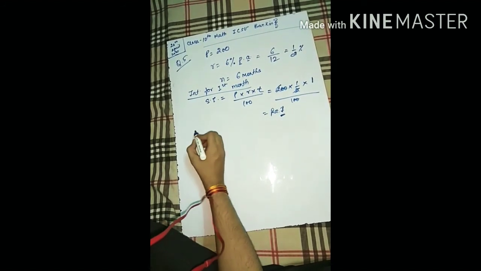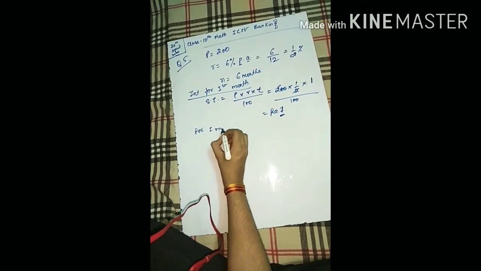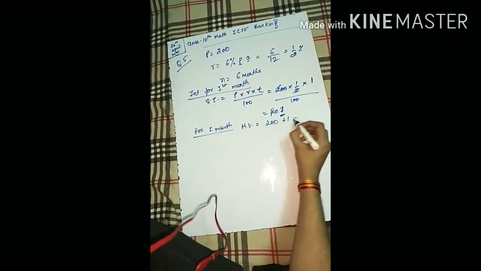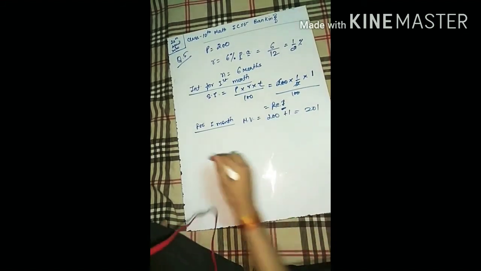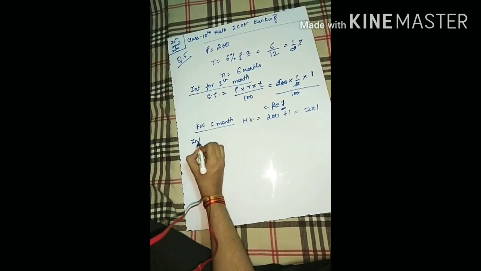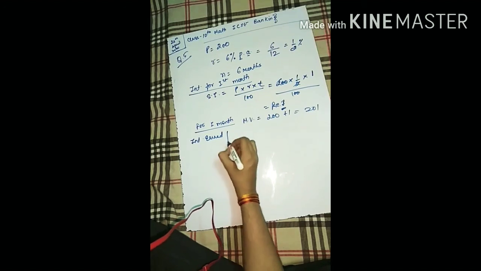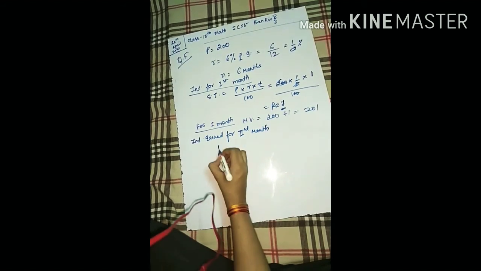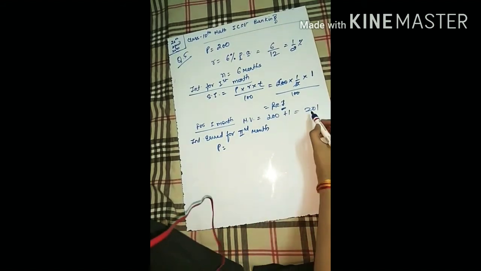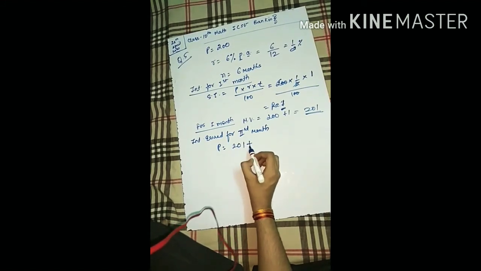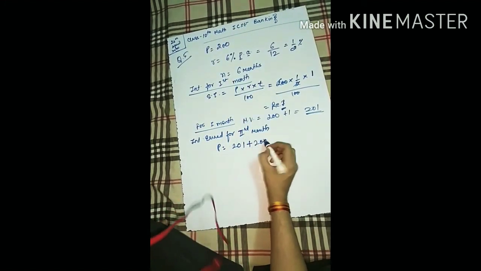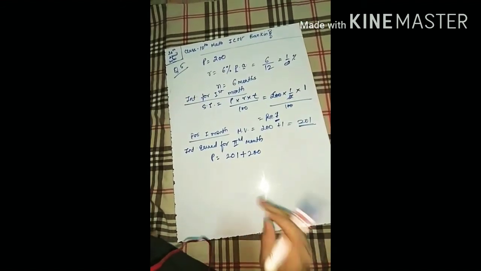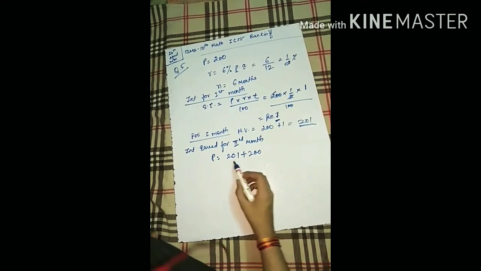Okay. So for the first month, maturity value is 200 plus 1. This is 201. Now let us come to the second case, that is interest earned for the second month. What will be P? P will be this amount plus whatever he will give for the second. He is giving 200 rupees every month. Okay, so this will be 201 plus 200, this will be 401.